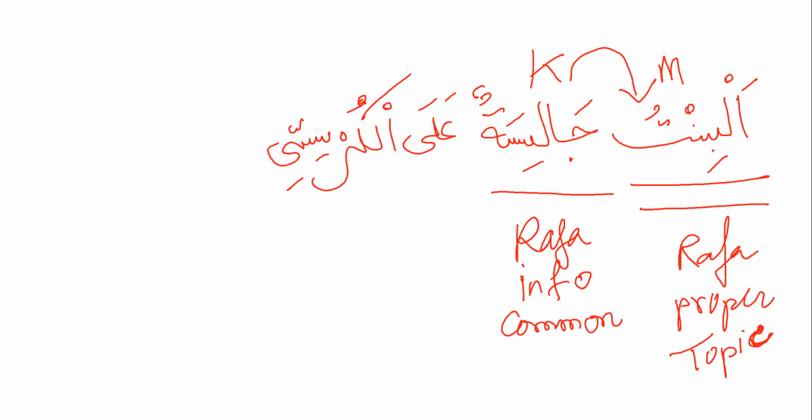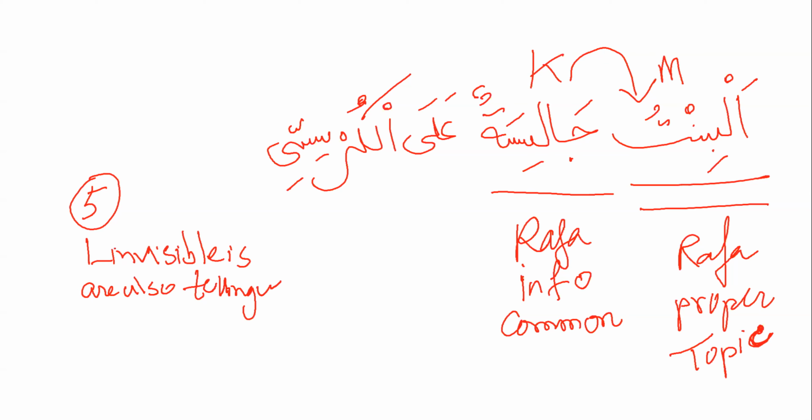And remember, we said proper followed by common. That was one of the reasons for the invisible break in the chain we did. So those five reasons of the invisible are also telling us about mubtada. How? I'll show you with examples.